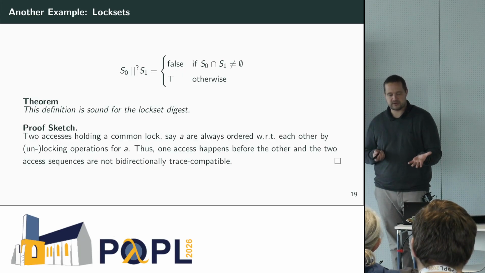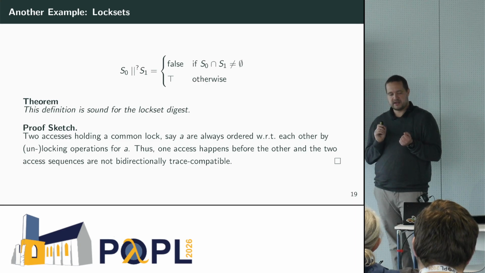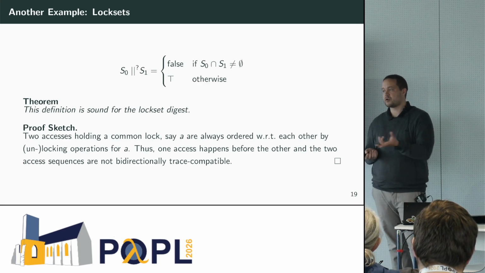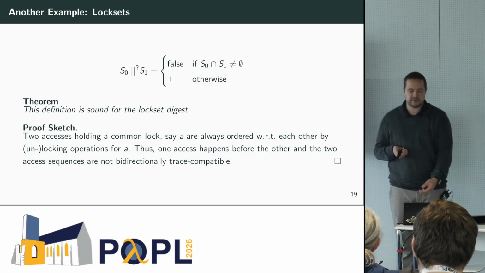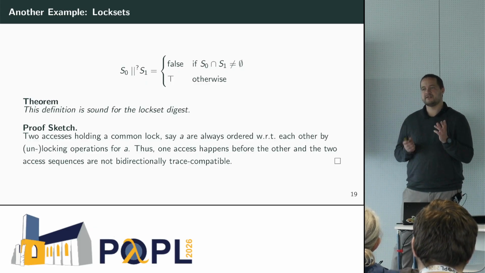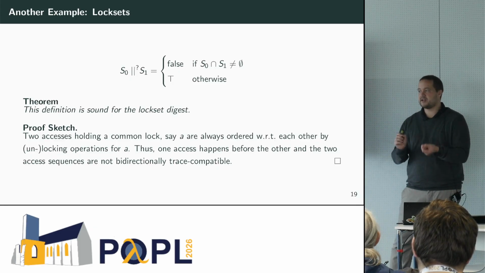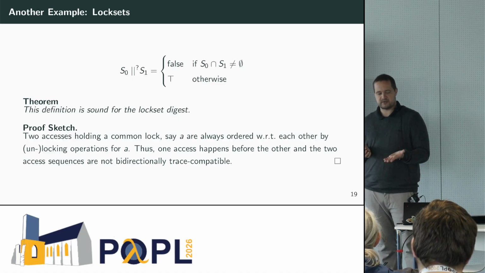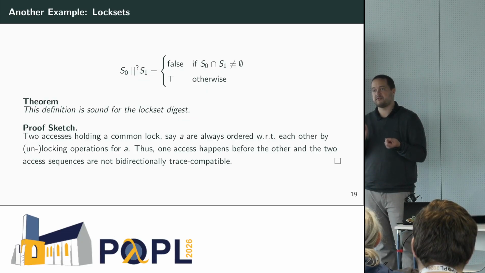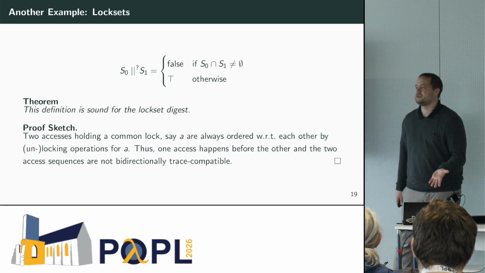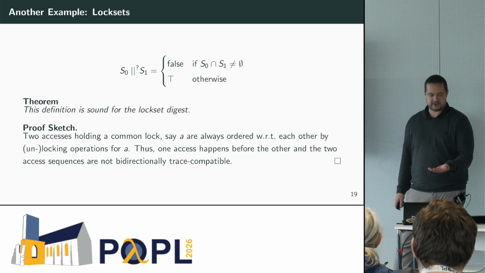And the proof here would look like this: if you have two accesses that hold a common lock, let's call this lock A, for example, they are ordered with respect to each other by the locking and unlocking operations for this mutex A. And then what you have is that one access sequence must happen before the other access sequence, and I cannot flip them around, and therefore they are not bidirectionally trace compatible. So this is the type of argument that you need to make here when you want to show soundness of one of these custom predicates.